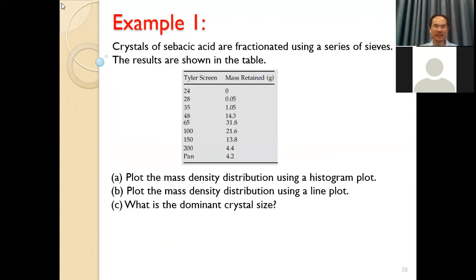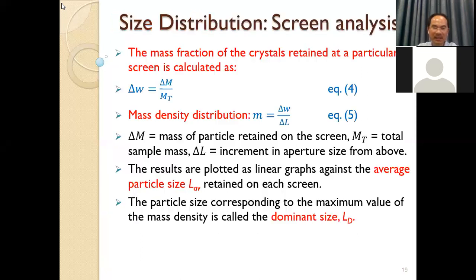Okay, the question is to plot the mass density distribution using a histogram plot and a line plot, and then determine the dominant crystal size. This is the mass density distribution. You calculate it as follows: the mass in each screen number, you divide by the total mass and divide by delta L. You get M for each rank.